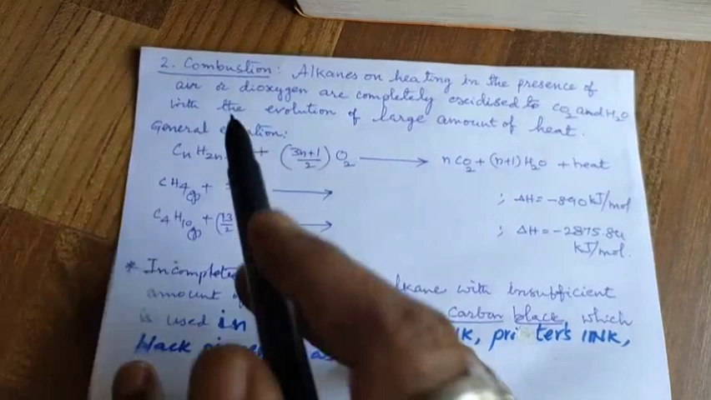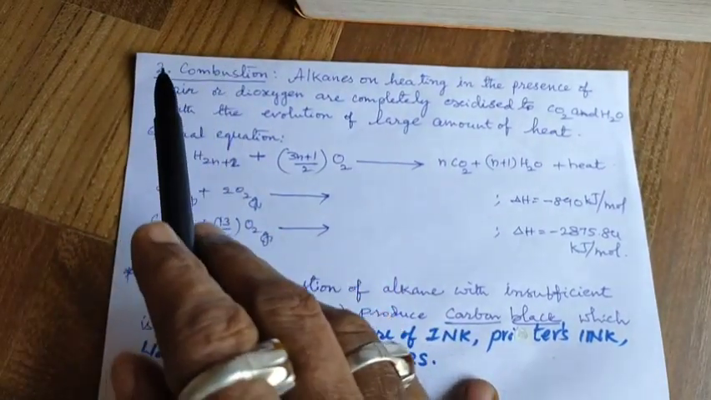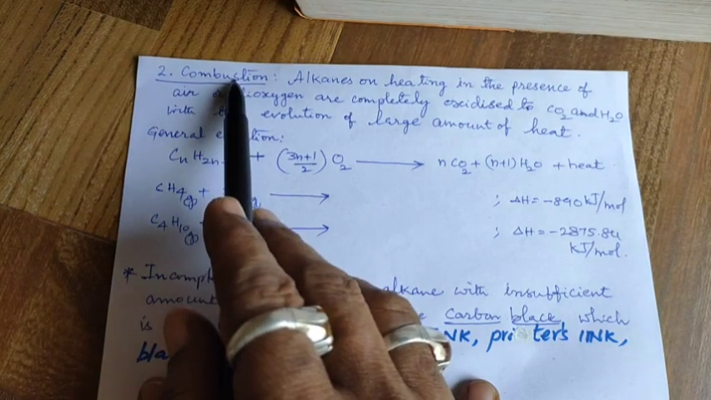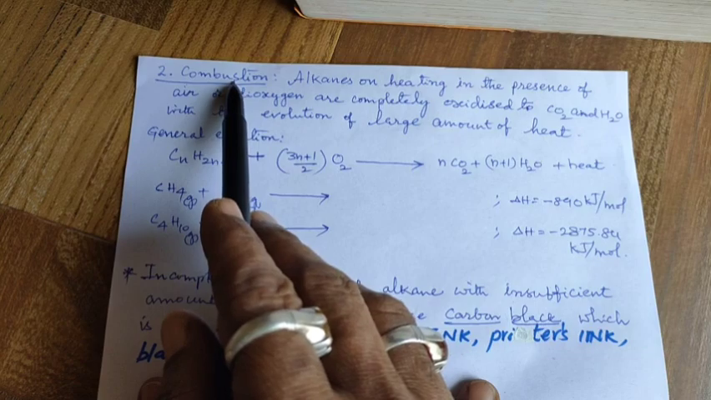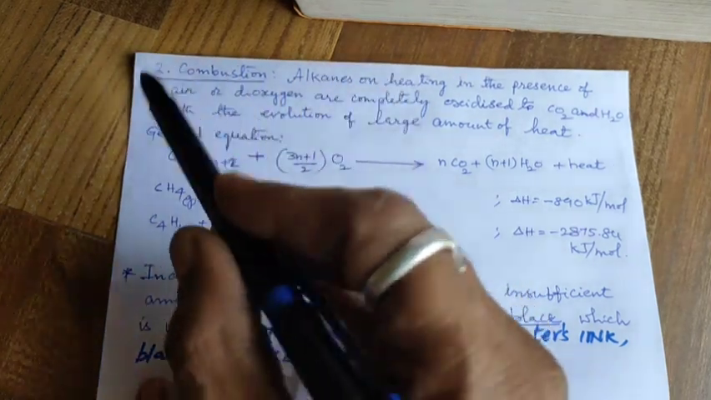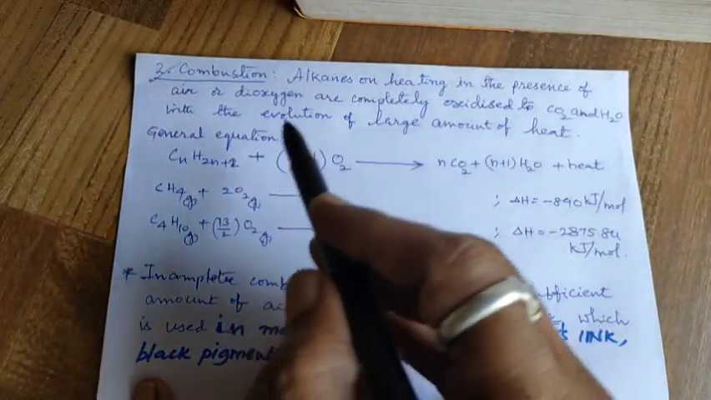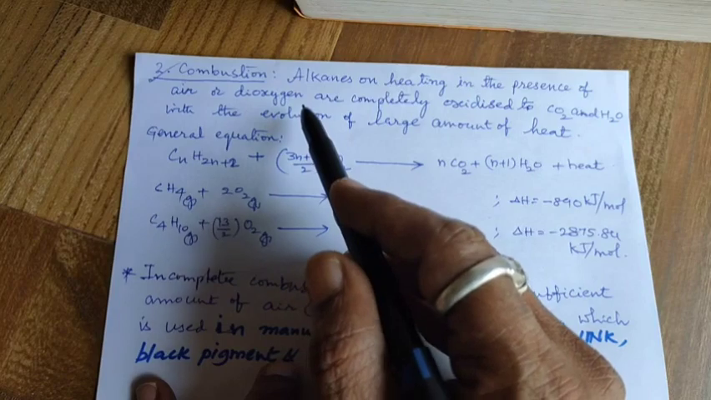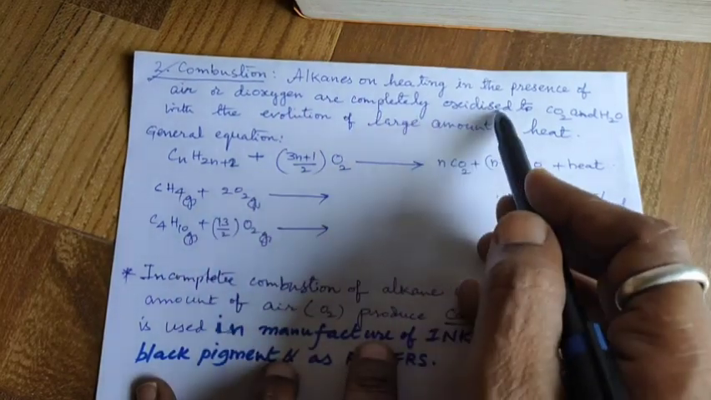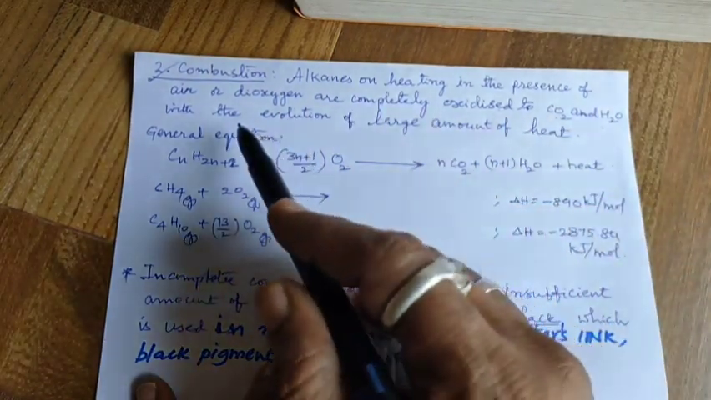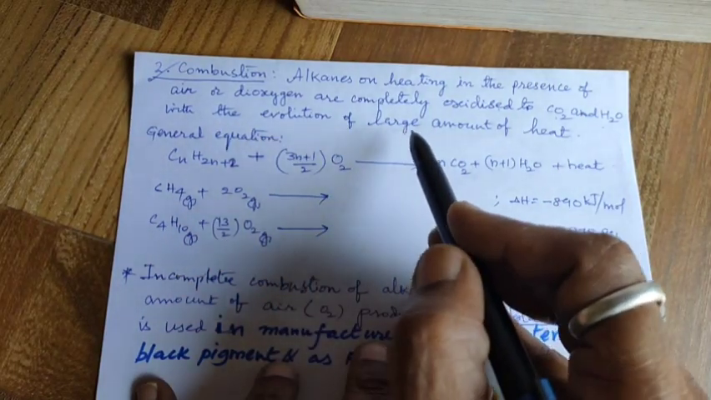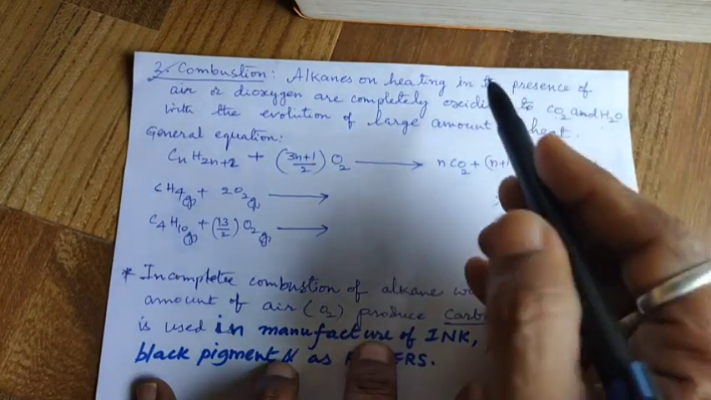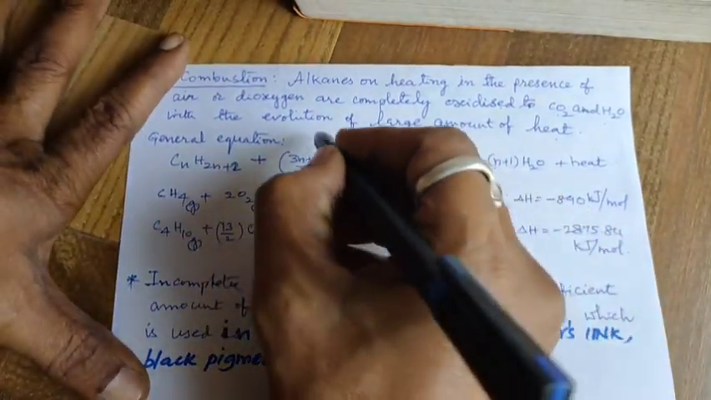As a continuation of chemical properties of alkanes, after halogenation of alkanes, the next one is combustion. Combustion means heating the organic compound in the presence of excess of air. This is the common definition you all have taken. So alkanes on heating in the presence of air or dioxygen are completely oxidized to carbon dioxide and water vapor, and a large amount of heat energy is produced. So combustion reaction is always exothermic.